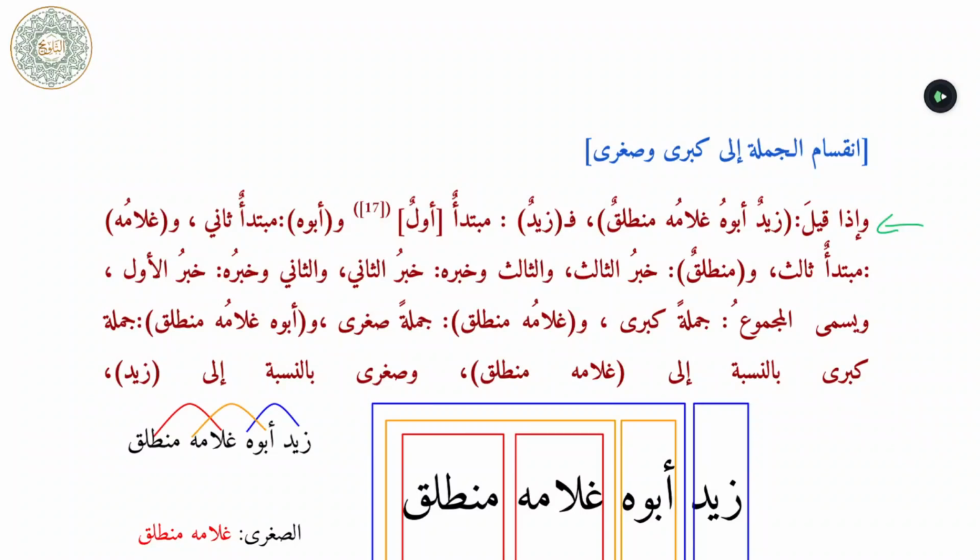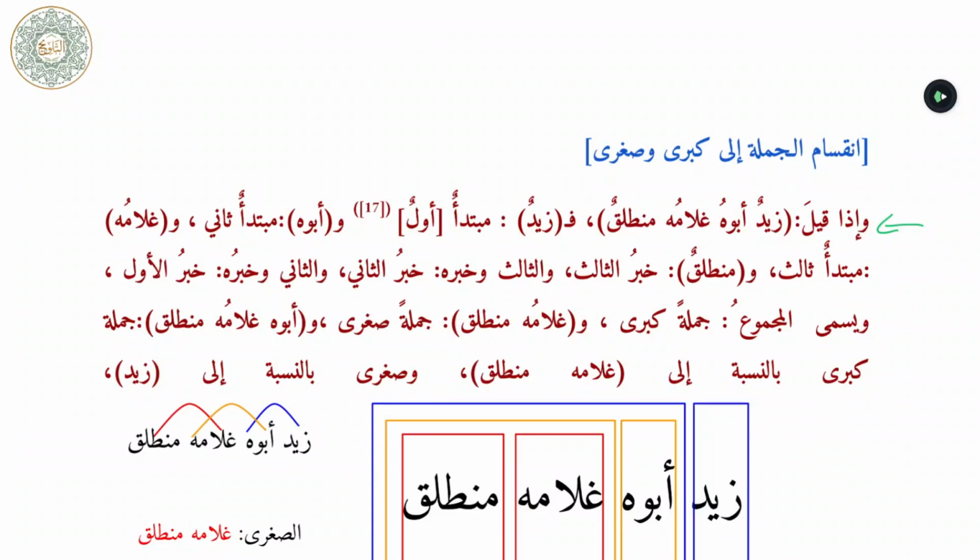How do you make sense of this? What's the translation? Zayd, comma. His father, comma. His slave, i.e. the father's servant, muntaliq, is going. So the simple way of translating that in English would be Zayd's father's servant is going. Okay.